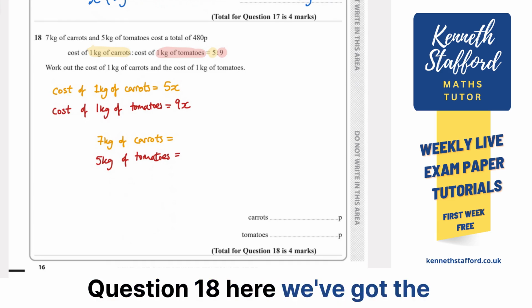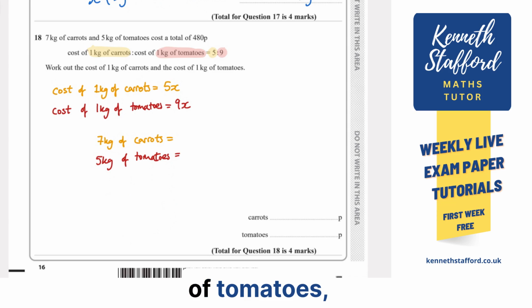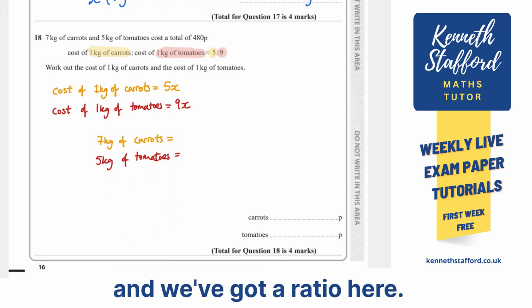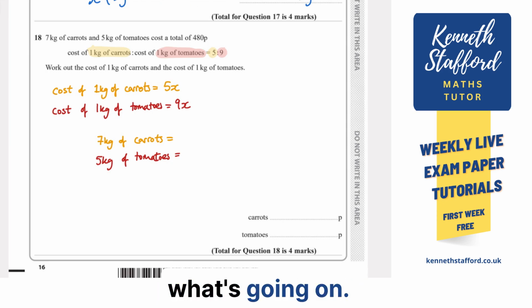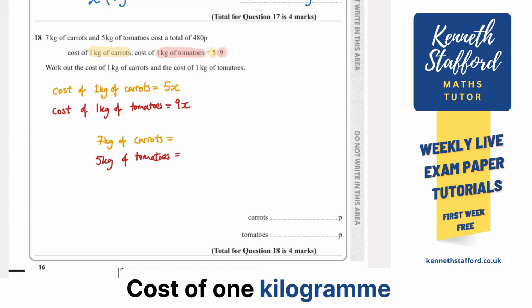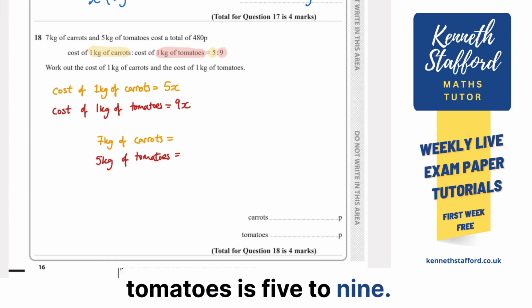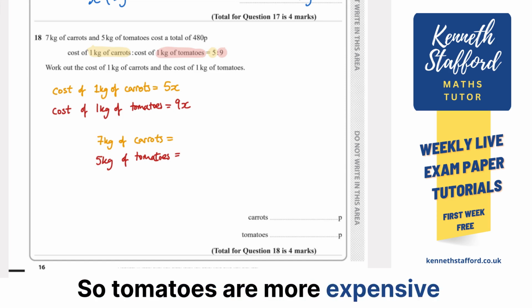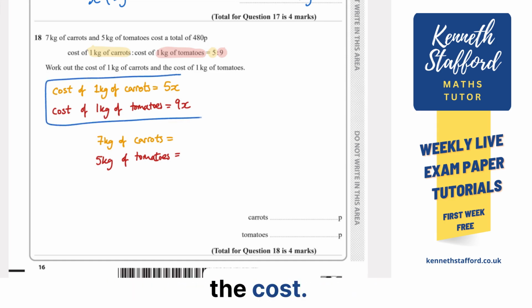Question 18 here. We've got the cost of 7 kilograms of carrots and 5 kilograms of tomatoes. And we've got a ratio here. So I've tried to use the colors here to sort of unpick what's going on. The cost of 1 kilogram of carrots to the cost of 1 kilogram of tomatoes is 5 to 9. So tomatoes are more expensive than the carrots. And I've used x to represent the cost.